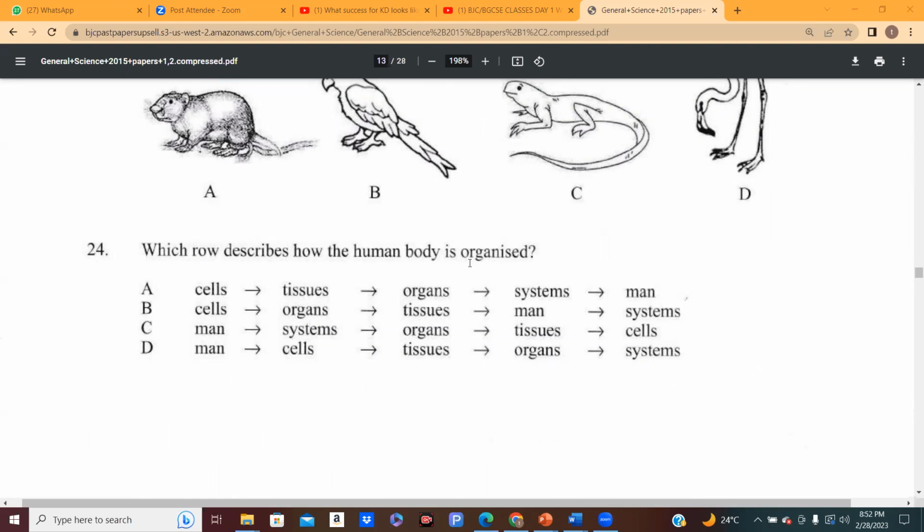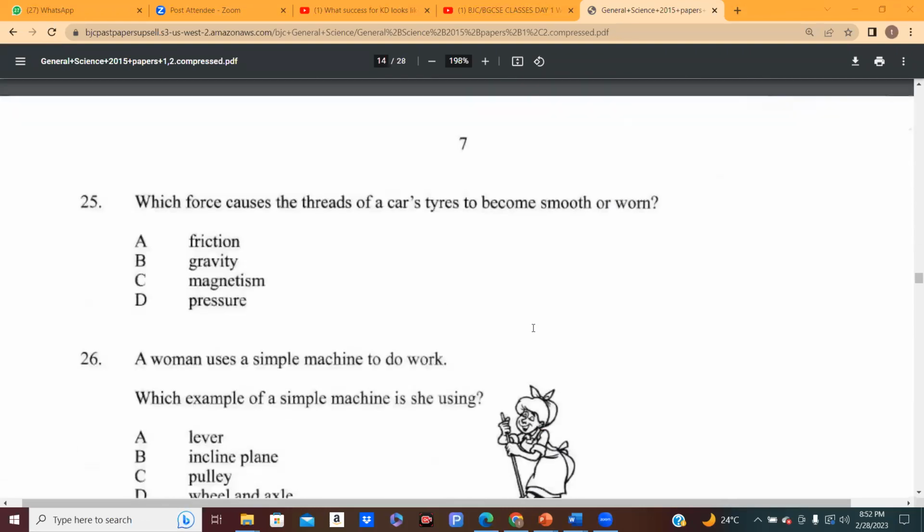A. Say it again. Is it A? A. A is correct. Cells make up tissues. Tissues make up organs. Organs make up systems. Systems make up the human body. Very good.